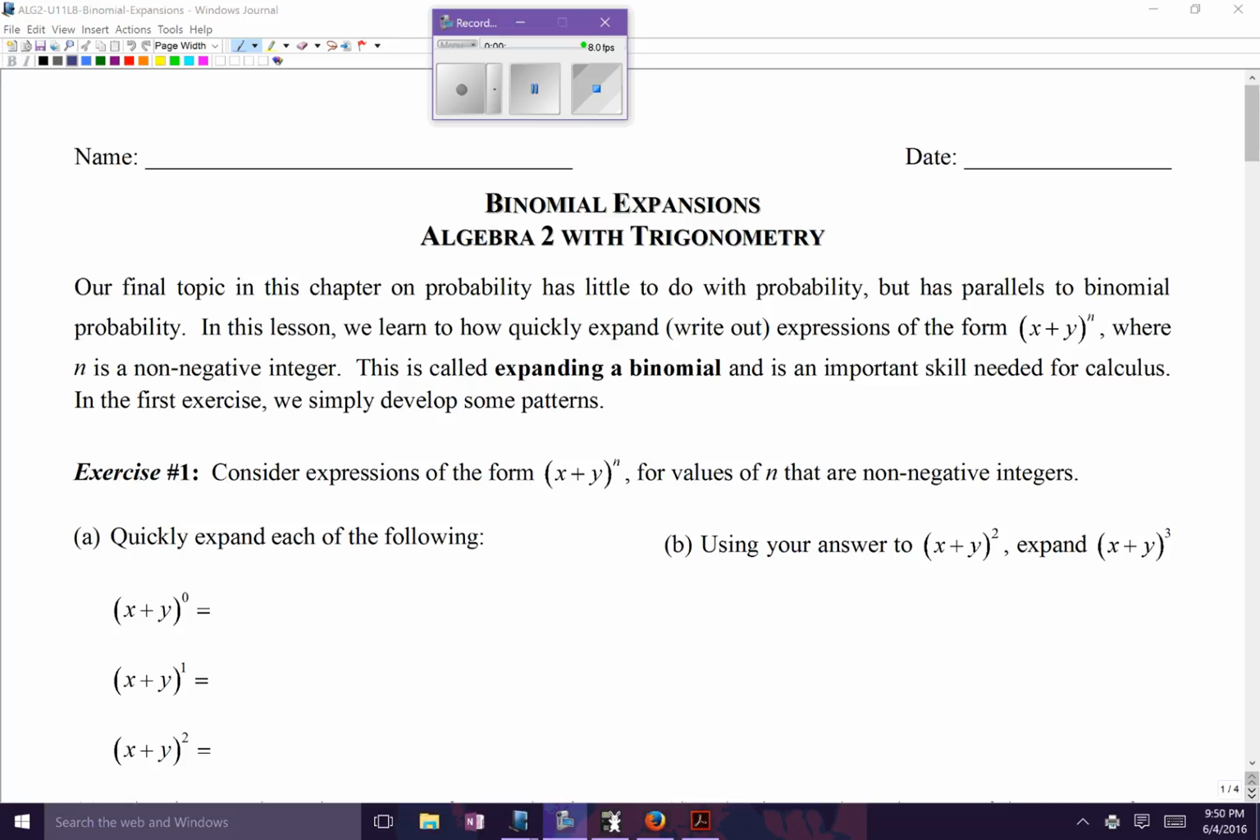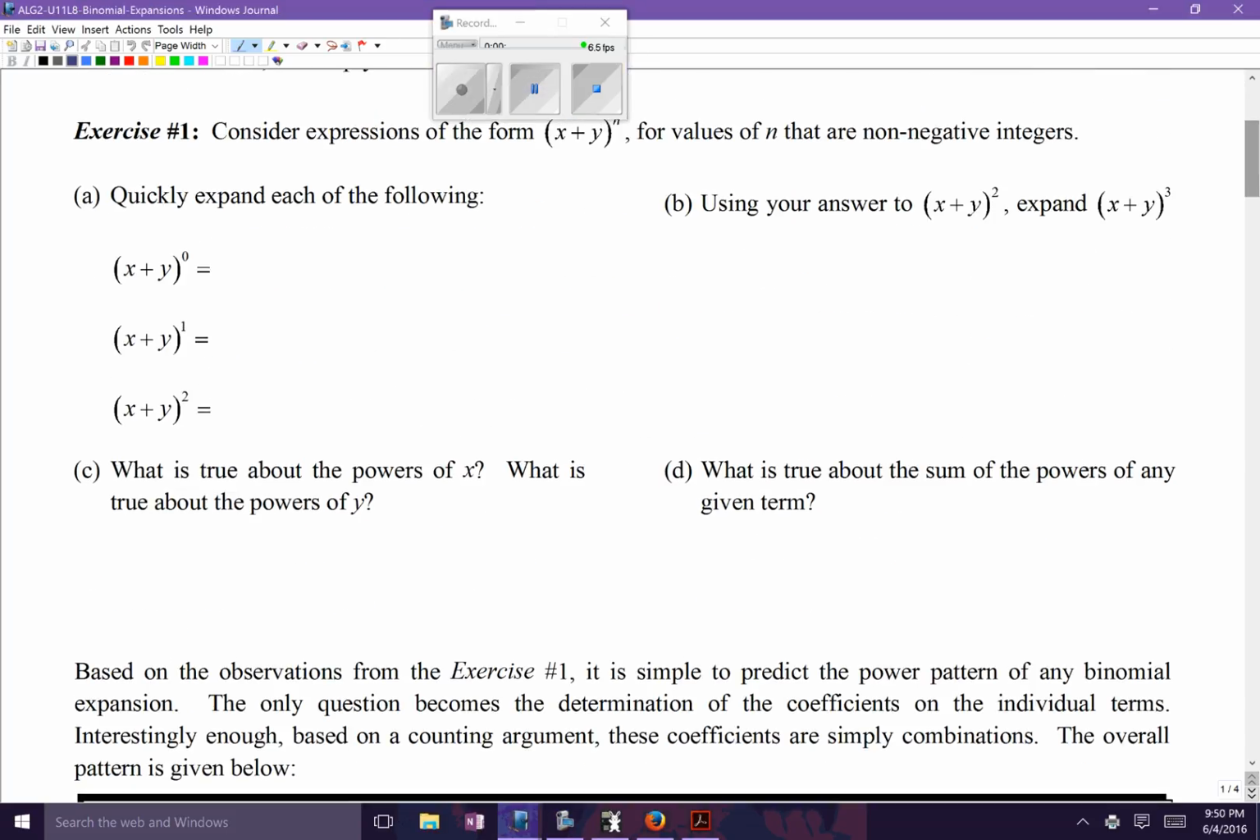So binomial expansion. That means we're going to be dealing with, obviously, a binomial. So let's see what they ask us to do. Consider expressions of the form x plus y raised to the n, so any binomial raised to any power, for values of n that are non-negative integers. Quickly expand each of the following.